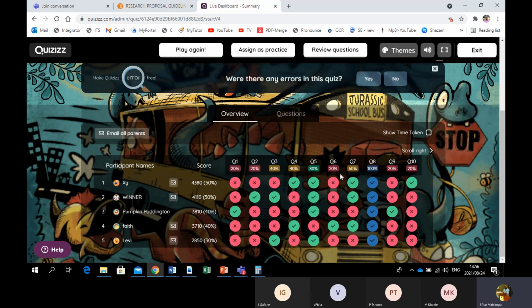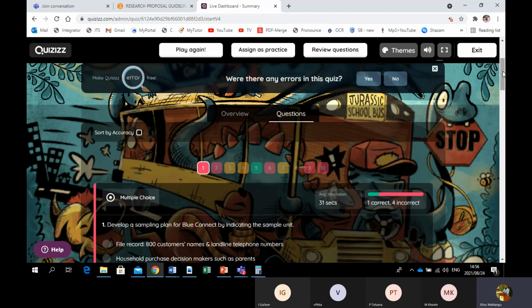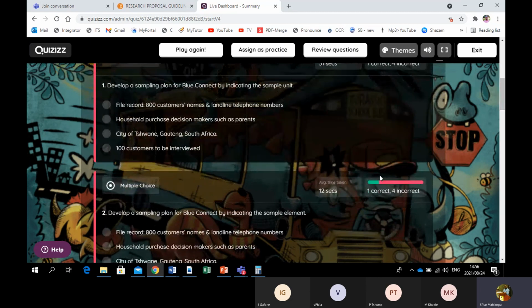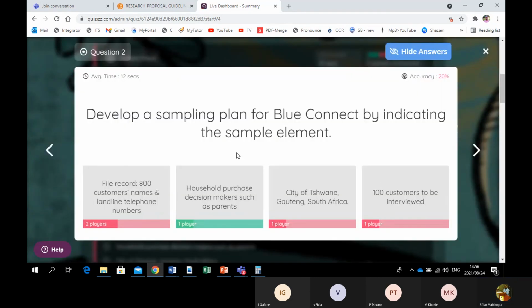The lowest that we have here is 20%, and it's among many questions. So if we quickly go to question 1 with the 20% and look there, I can provide you with feedback so you don't make the same mistake. In this case, you were asked to develop a sampling plan for Blue Connect. And the question that was asked there was, you must indicate the sample unit.